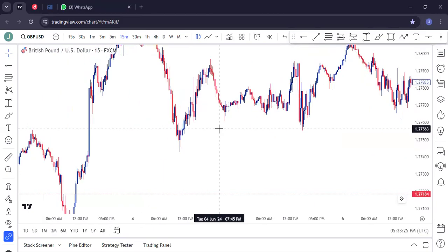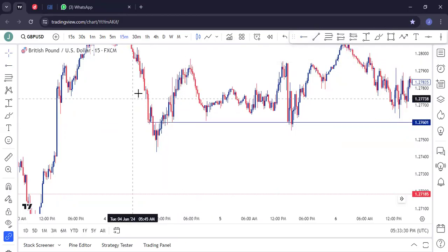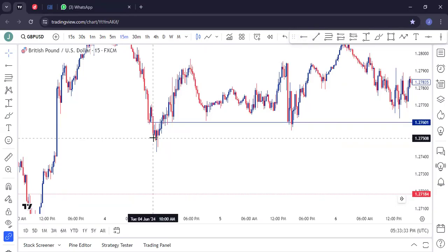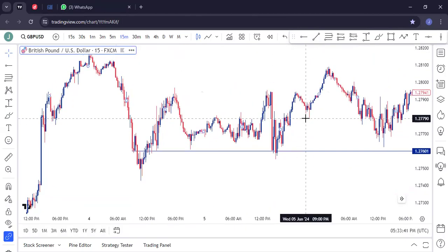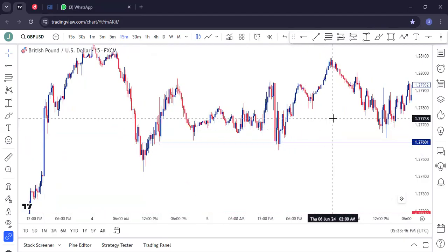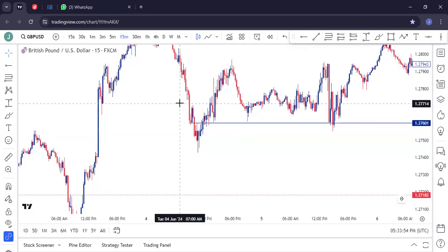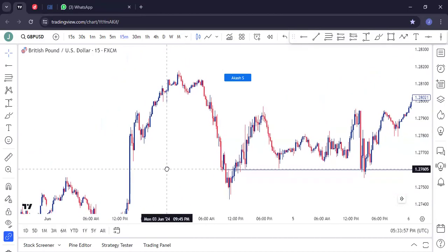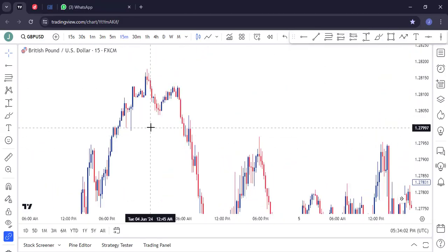So this was another liquidity engineering right here. After the market created this break of structure, the market changed character. Then the market created a rounded test up till this point here. After the market tapped that area, the market went long. Okay, we have another entry point here.